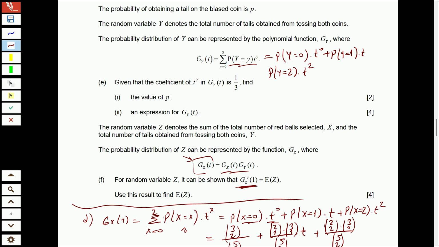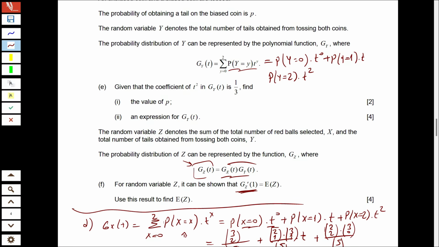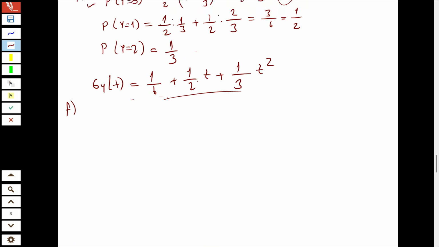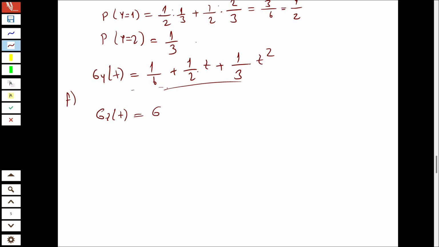For random variable z, it can be shown that the derivative of this function at the point 1 will give us the expected value of z. So we will find this expected value. You see this function v sub t equals g sub x of t times v sub y of t, right? But we are looking for the derivative of this function. We can apply the product rule.